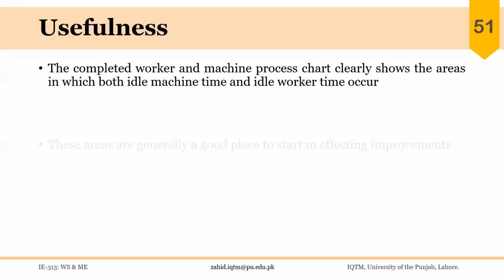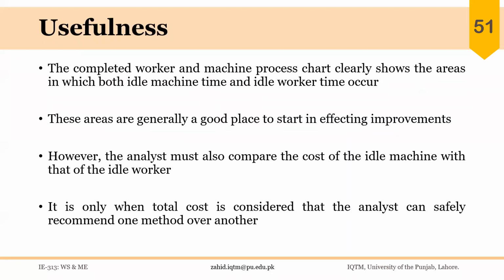What is the usefulness of this chart? The completed worker and machine process chart clearly shows the areas in which both idle machine time and idle worker time occur. So wait is an important waste, so we can easily target that. We can easily identify that and then reduce that using this chart. These areas are generally a good place to start in effective improvements.